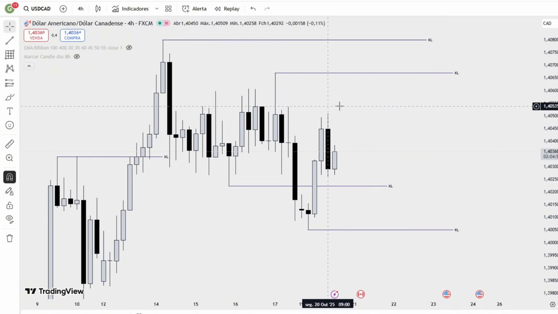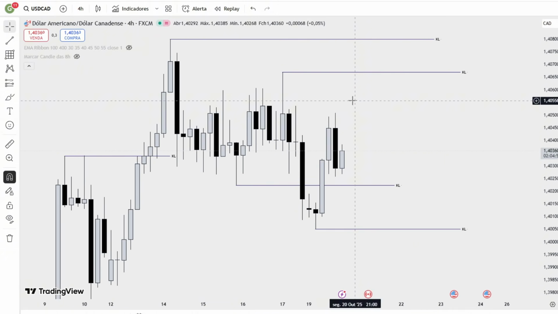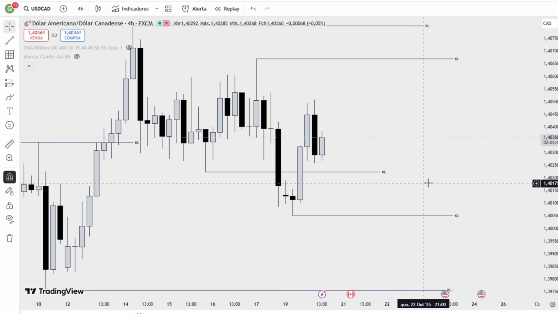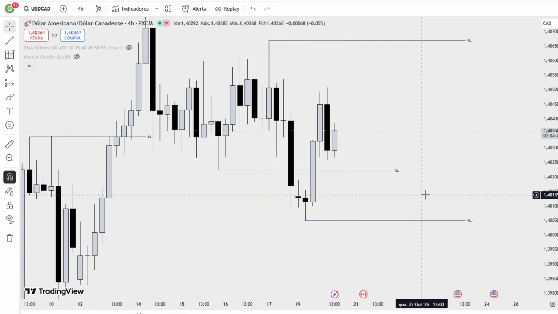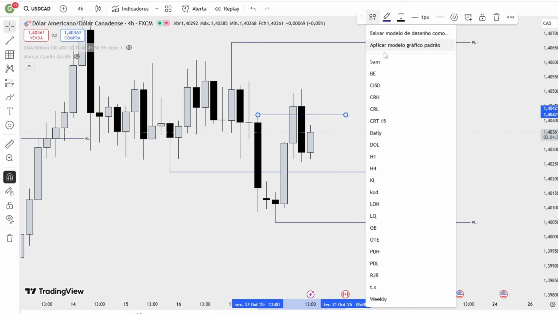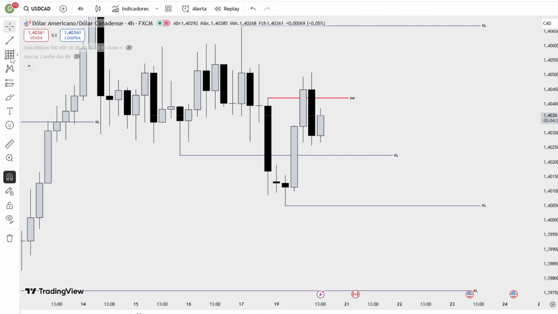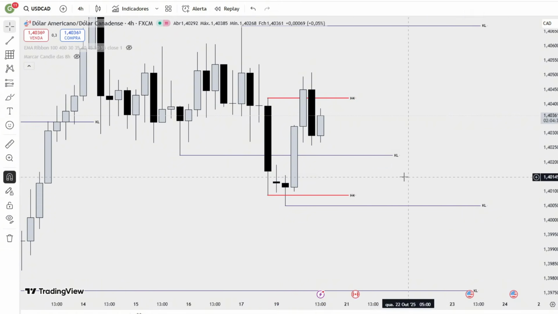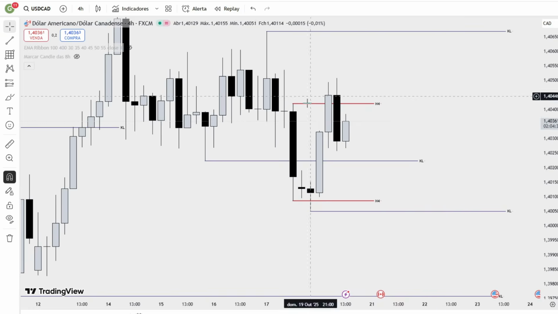And you wait for the price to tap a key level. Once the price taps a key level, you mark the candle. Only once the price taps a key level will you mark it. So here you have the CRT, your valid CRT, just when the price hits the key level. Price hit the key level, you have your CRT.